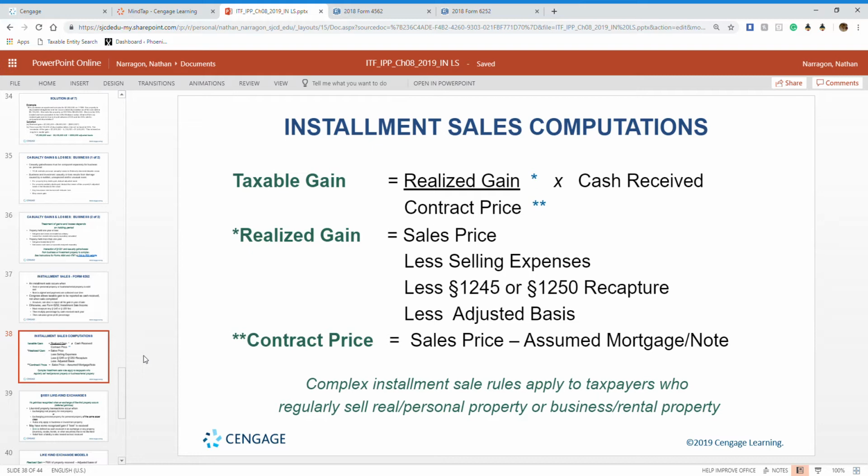And again, there are complex installment sale rules applied to taxpayers who regularly buy and sell all the time. That stuff we're not getting into. Again, just know the basics and how it's calculated. That is going to be fine for this course.